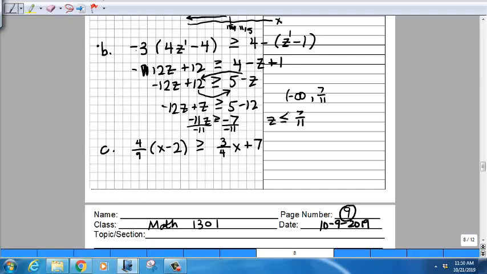And since this is less than or equal to, you want to close that interval with a square bracket because 7/11 is part of the solutions to that inequality. So these two things mean the same thing. All right, they're just both ways of writing down the solutions to that inequality.